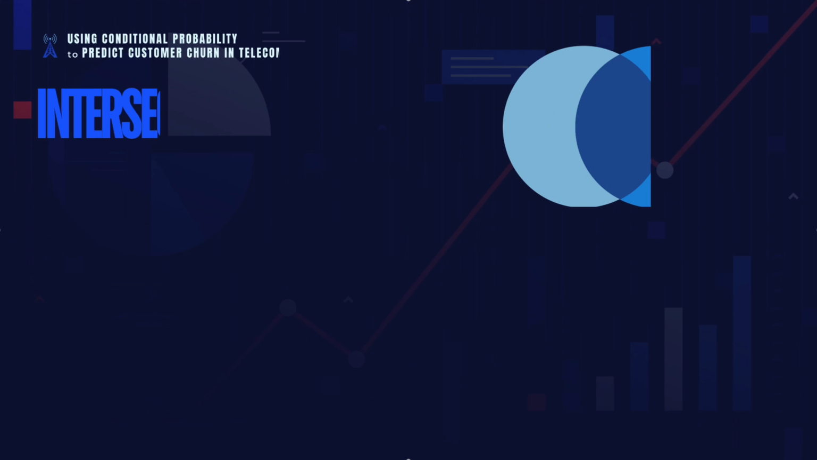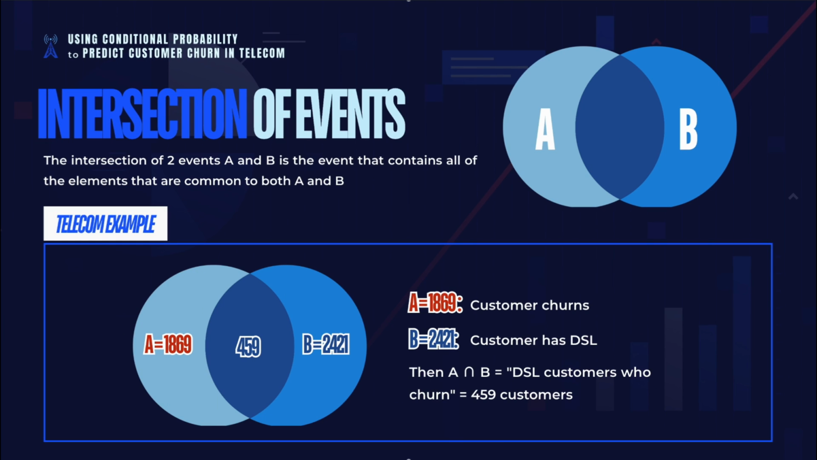And intersection of events. The intersection of two events A and B is the event that contains all of the elements that are common to both A and B. So if A is customers who churn, which is equal to 1,869, and B is customers who use the DSL service, which is equal to 2,421, then A intersect B is the DSL customers who churn, which is equal to 459 customers, right?